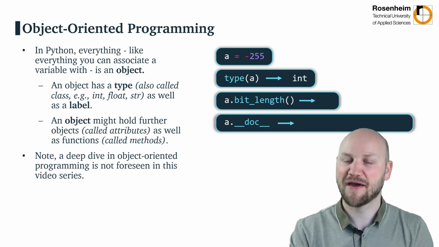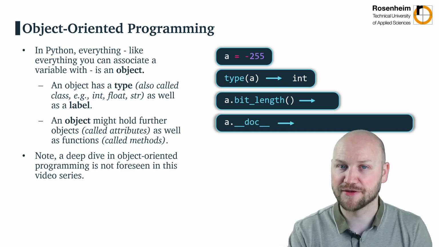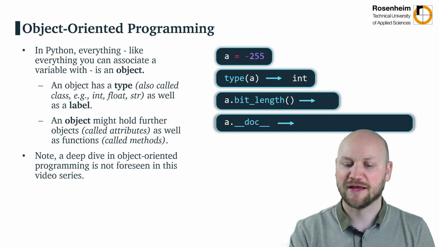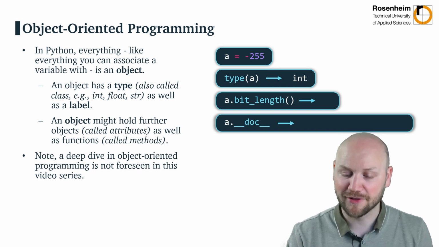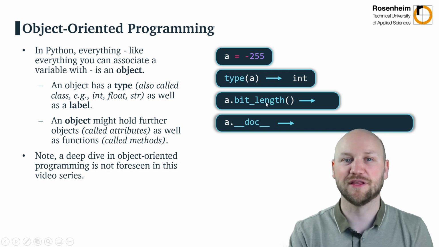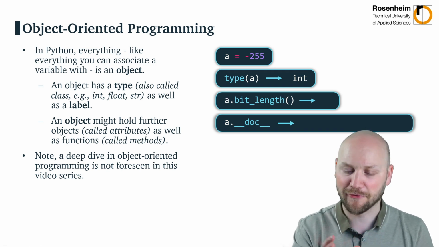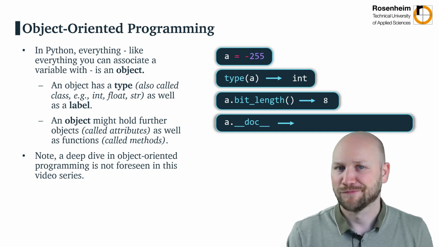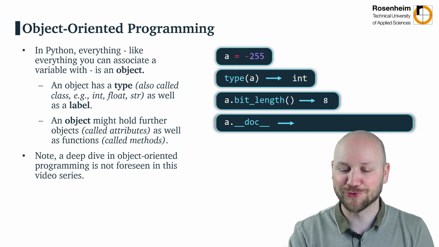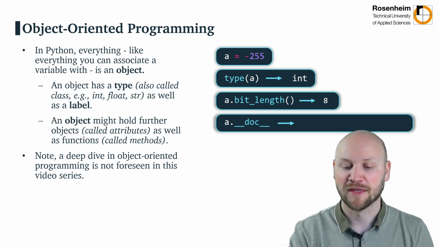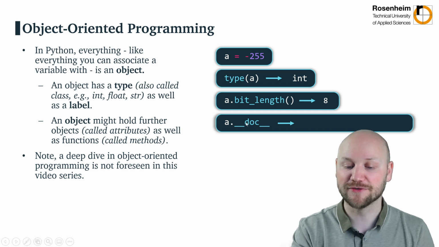Then we have a method. In this case it's an integer method. We have not learned about that yet, but I just show you an example here for an integer method. a.bit_length gives you the length of the bits in your memory. This number is stored with 8 bits. Maybe that's useful information for you, but usually you don't need to think about these kinds of things in Python.